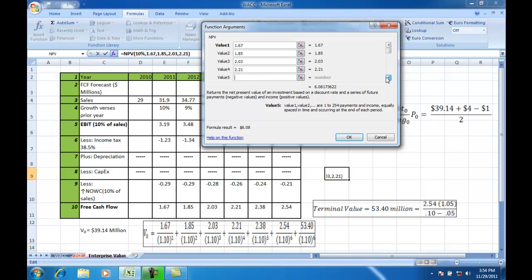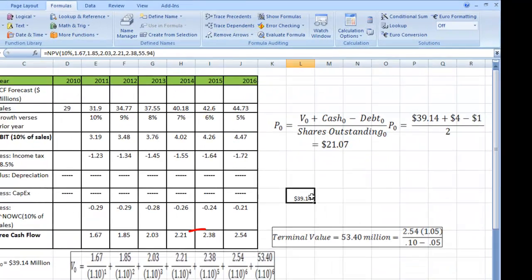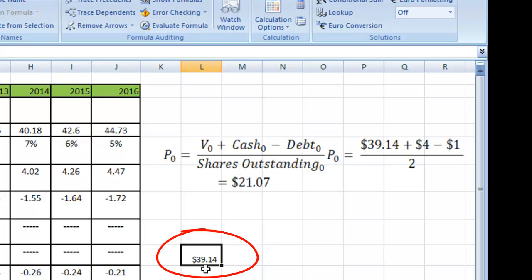2.21. The fifth value here would be 2.38, and finally the sixth value is the combination of the free cash flow at period 6 plus the terminal value that was determined using the 2.54 times 1.05 growth rate divided by the weighted average cost of capital of 10% minus the growth rate of 5%, and we get the 53.4. Added them together and it was 55.94. And now we get the value of the company is 39.14 million.